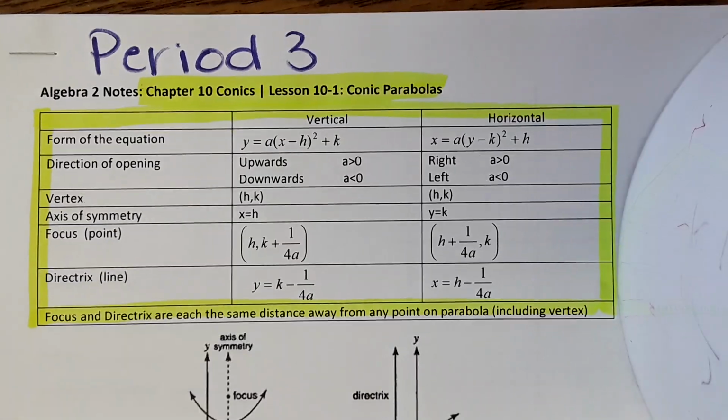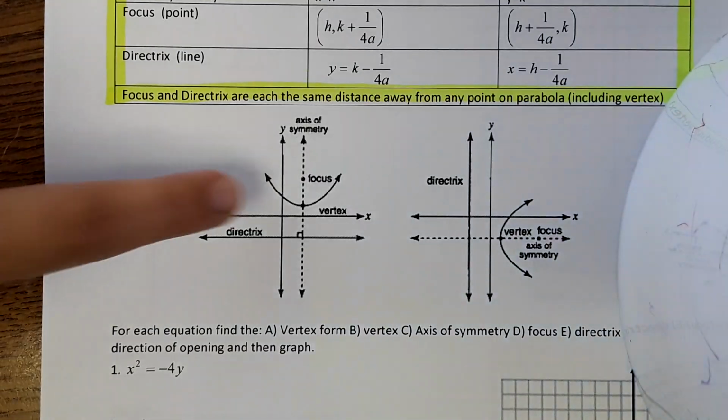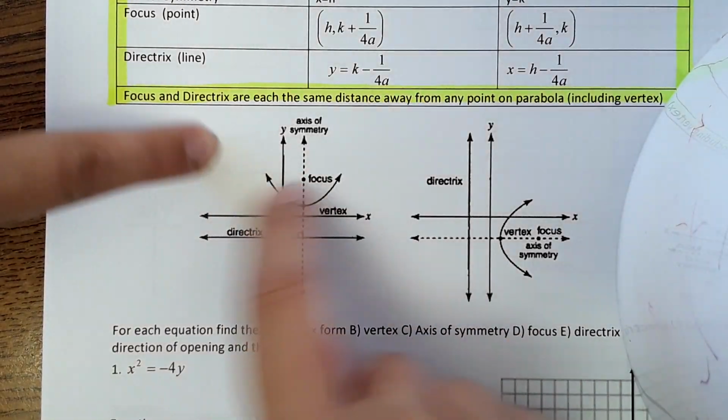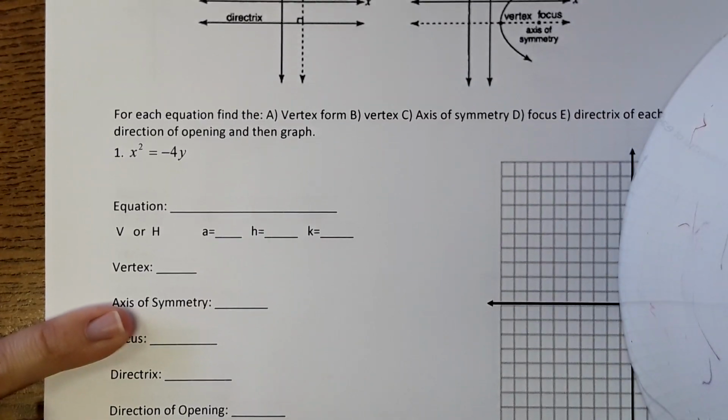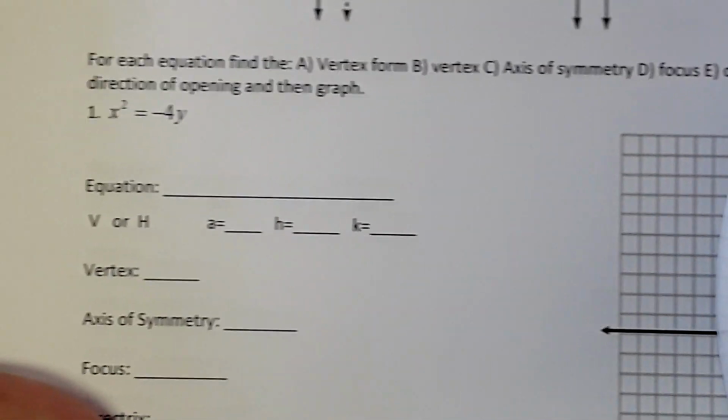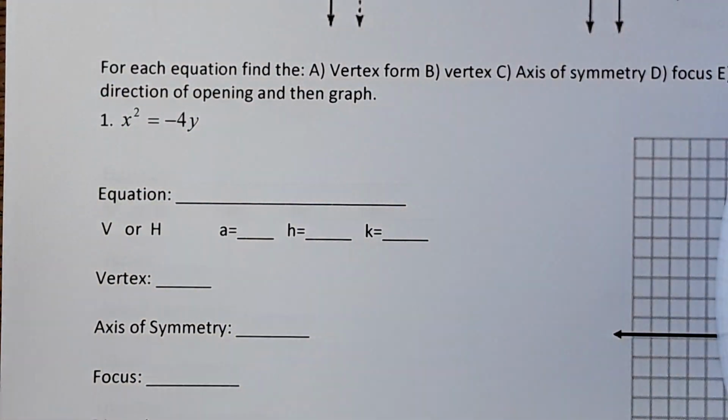So for the first one, and just what the graphs will look like, they'll either be vertical, like up or down, or horizontal, like left or right. Okay, so for the first example, you may need to write this down. Number 1 is x squared equals negative 4y.